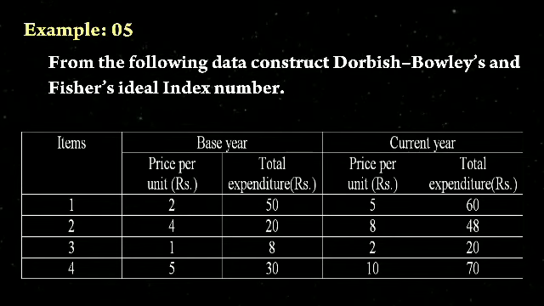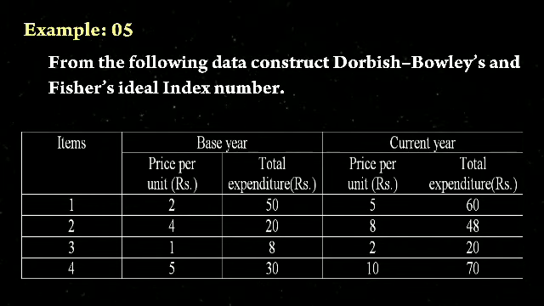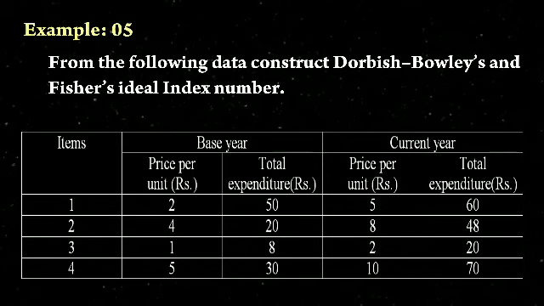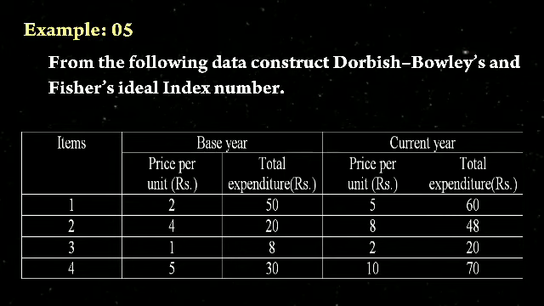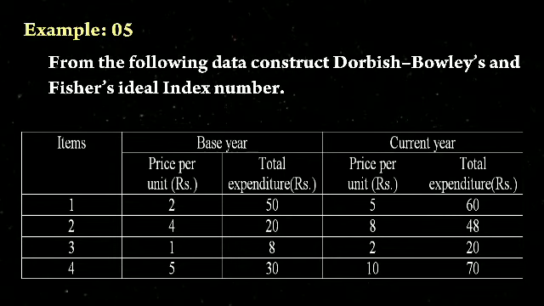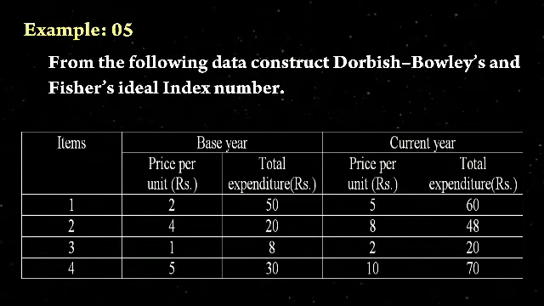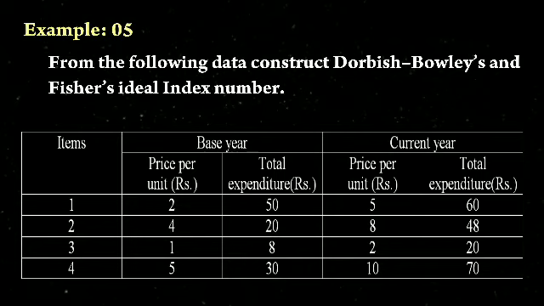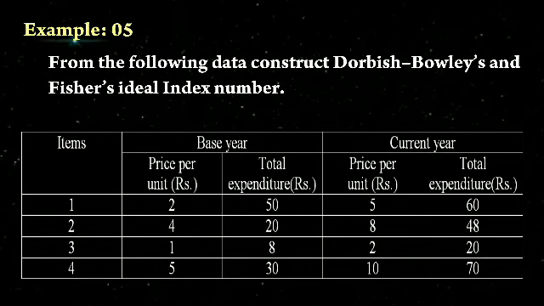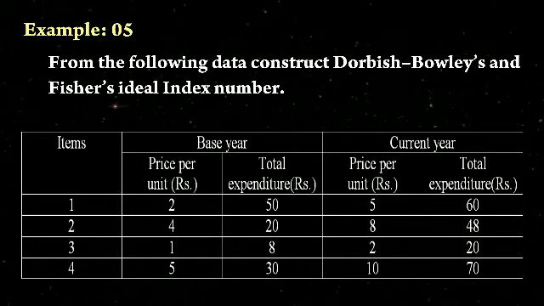Here your question is to construct Dorbish-Bowley's and Fisher's ideal index number, which is a price index number. Right? And in the table, 4 different items are given. For the notation 1, 2, 3, 4 is given, and the base year and the current year price and expenditure values are given. Now, price values means P0 and P1 for the base and the current year. What is expenditure? Expenditure is the same as value, right?